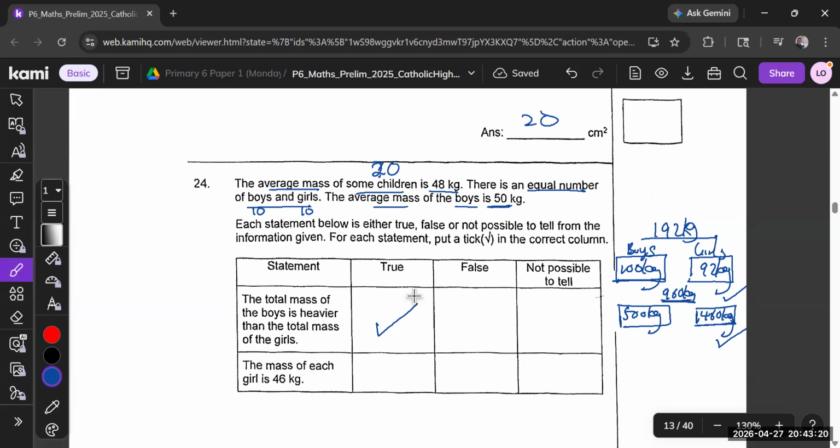Okay, the mass of each girl is 46. This is very easy to understand. Are you sure? We are not sure, right? So if we are not sure, then not possible to tell. Got it? The question never says how many girls there are and how heavy they are. We are not sure. So not possible to tell. Okay? All right, let's go on to the next one.